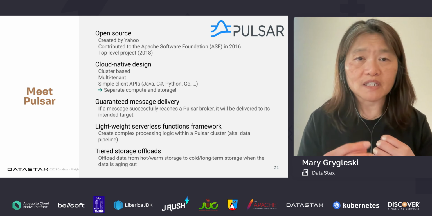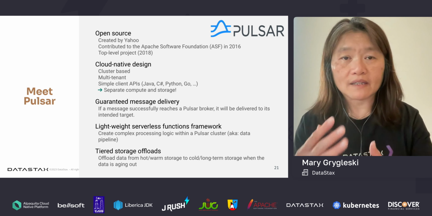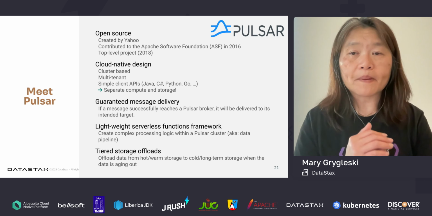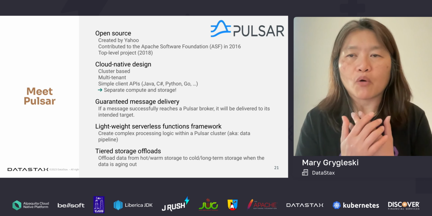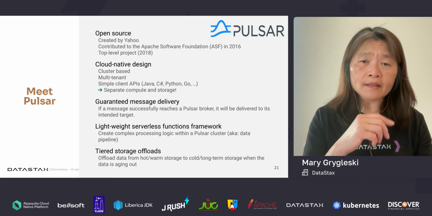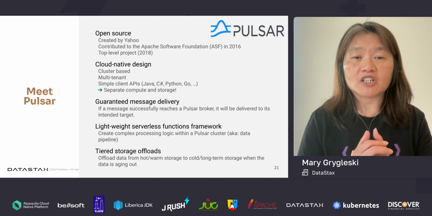A lot of times, if you need to increase the number of nodes in your system, you need to recalculate how to rebalance all of your topics, your brokers, all of these things. So basically Yahoo said, well, let's start our own. They started writing Pulsar, and in 2016 they donated it, open sourced it to Apache, and it quickly became a top level project.